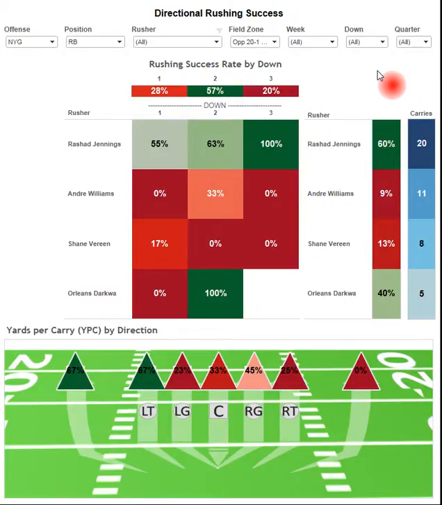We could see that Rashad Jennings was 60% successful on his 20 carries. Andre Williams received 11 carries, only 9% success rate. So clearly in 2016, it's a much better idea for them to get Rashad Jennings the ball often, and obviously Andre Williams is no longer with the New York Giants. But you could see where they were the most successful in terms of their run plays.